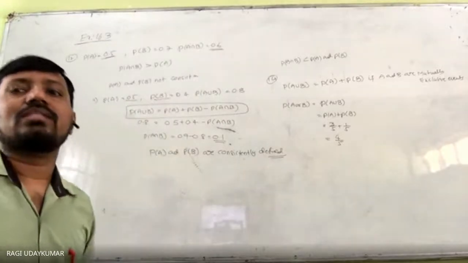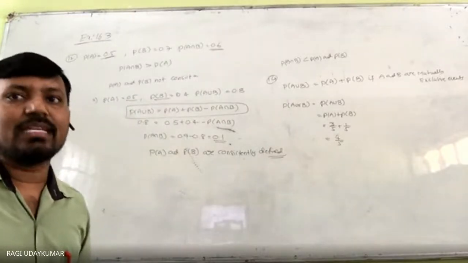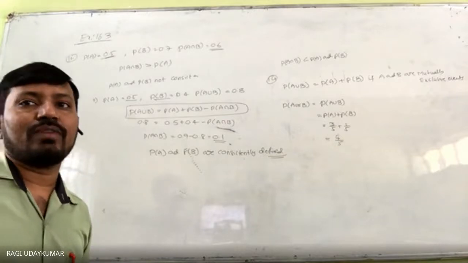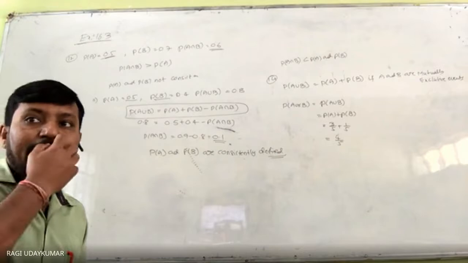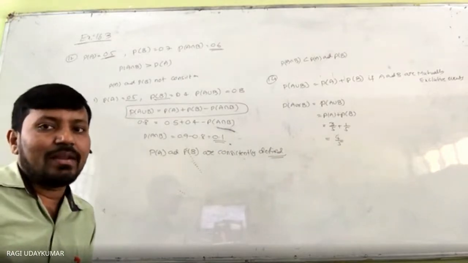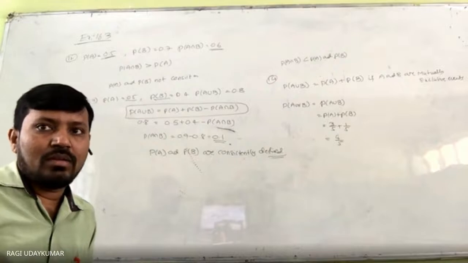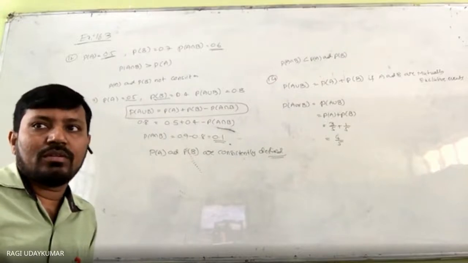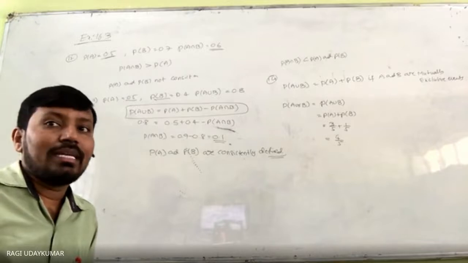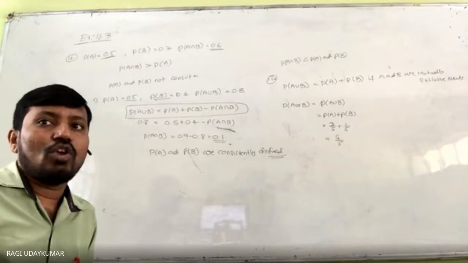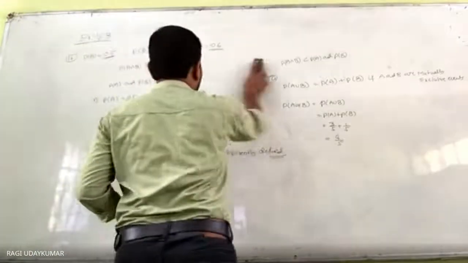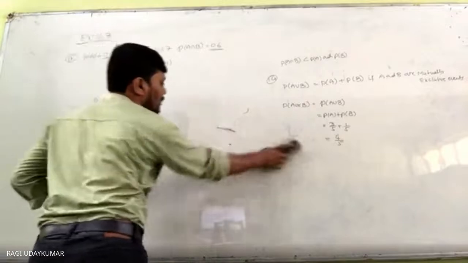Okay, so like this, in the 15th problem, probability of E is given, F is given, and you are asked to find E or F. E or F is nothing but union, so you have to find the union. And also not E and not F, you have to find out. How do you find not E and not F?